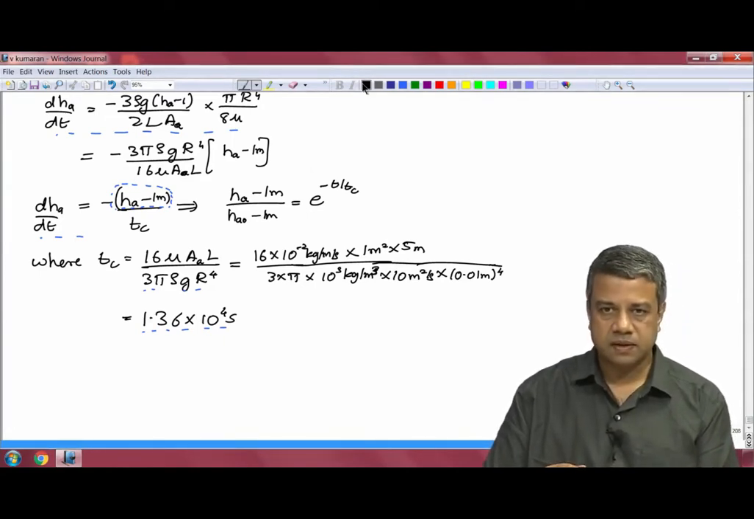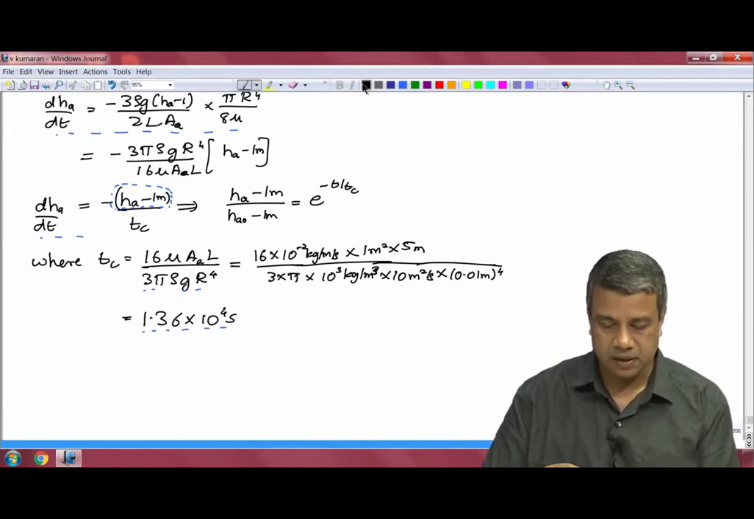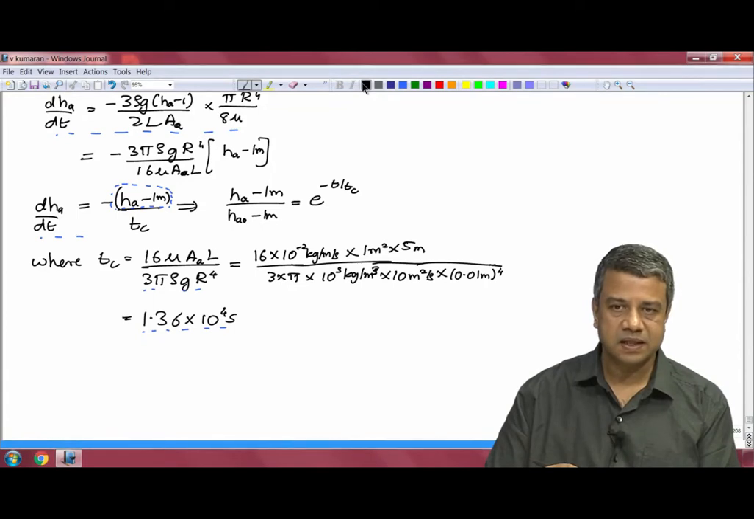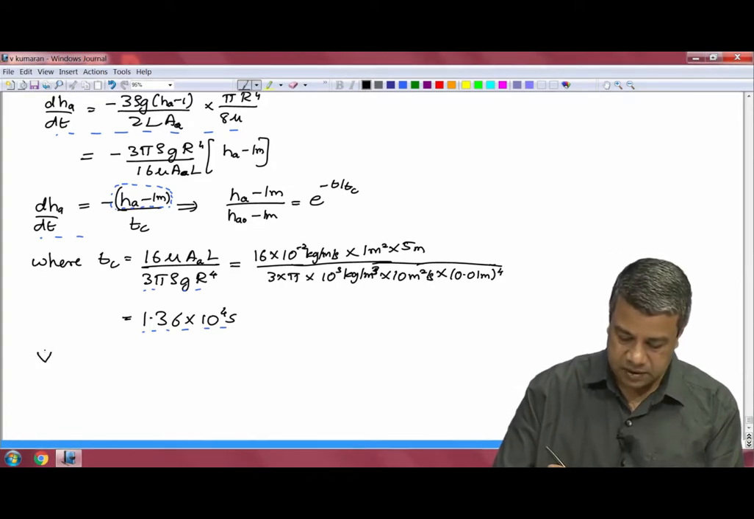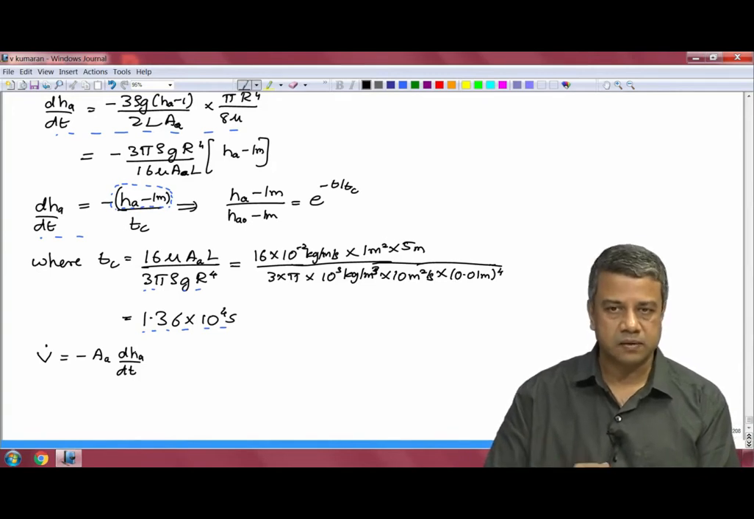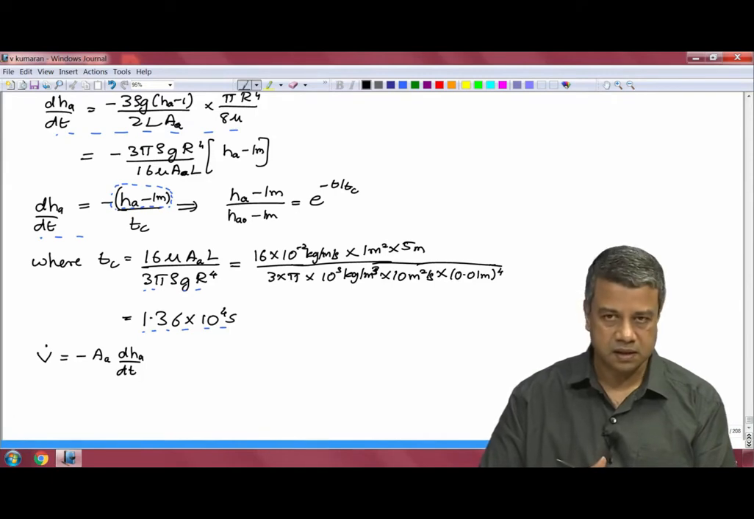In this calculation, we have assumed that the flow is laminar. Is it? We calculate that by determining what is the maximum Reynolds number in the flow. The maximum Reynolds number in the flow is related to the maximum volumetric flow rate. The volumetric flow rate, as you know, is equal to minus AA into dHA by dt. That is the flow rate from tank A to tank B. It decreases the height of tank A and increases the height of tank B.